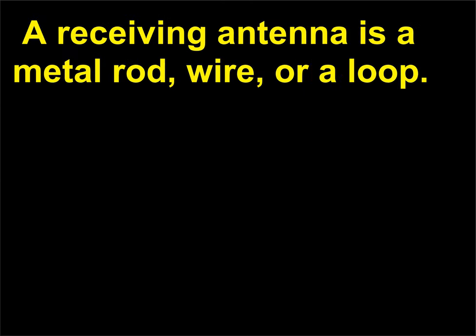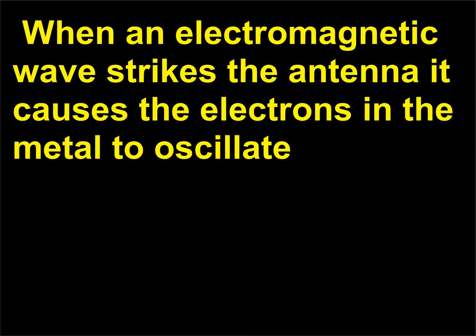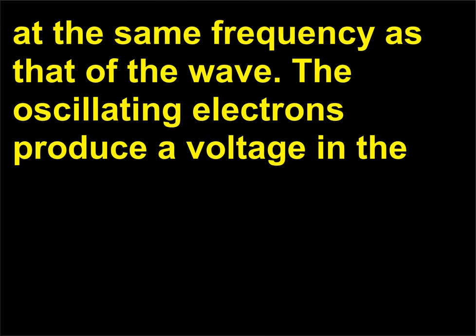A receiving antenna is a metal rod, wire, or a loop. When an electromagnetic wave strikes the antenna, it causes the electrons in the metal to oscillate at the same frequency as that of the wave. The oscillating electrons produce a voltage in the receiver that eventually results in the sounds and/or pictures produced by a radio or television.